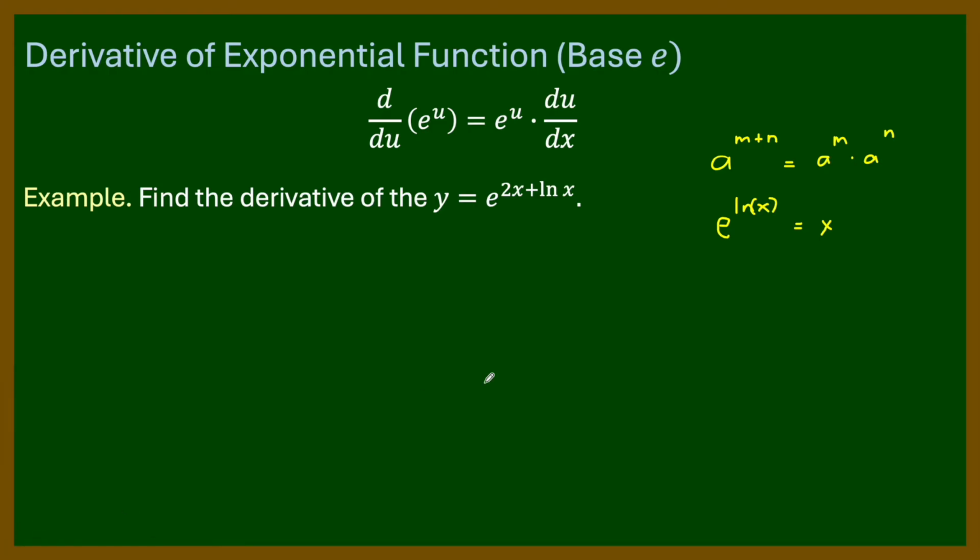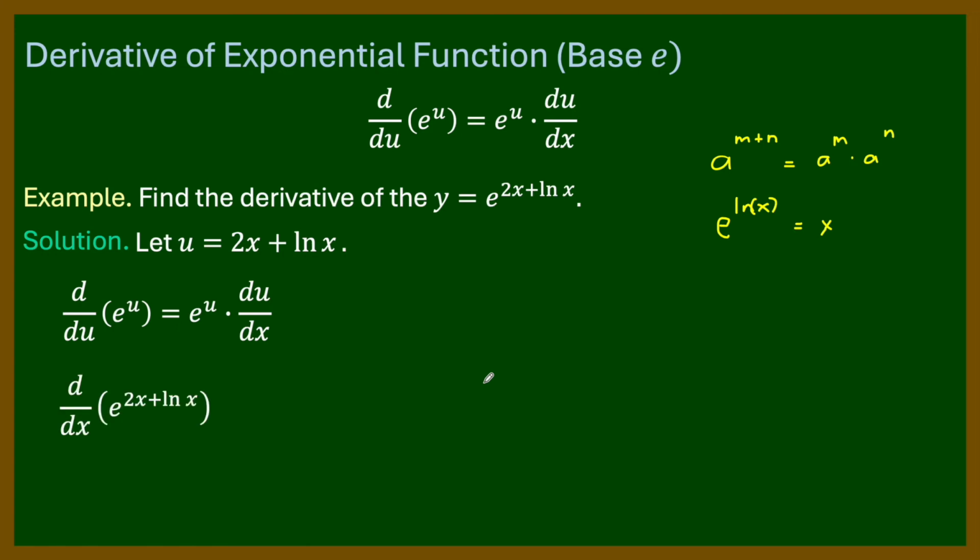Let's have this: e raised to 2x plus ln of x. Here, u is 2x plus ln of x. Then, using the above formula, we can transform this one into e raised to 2x times e raised to ln of x by this property.